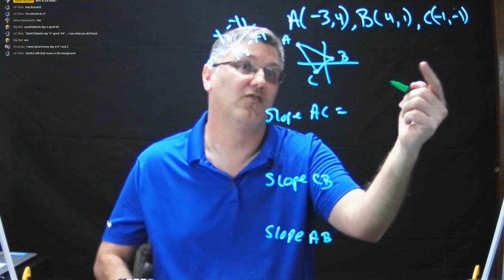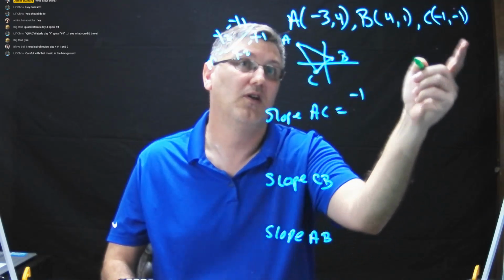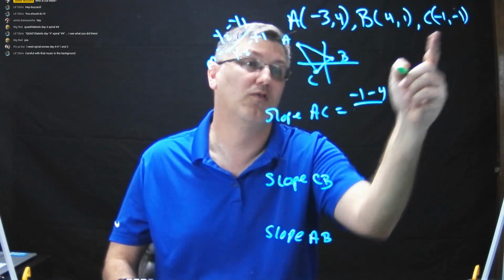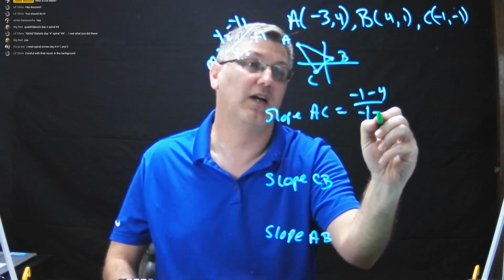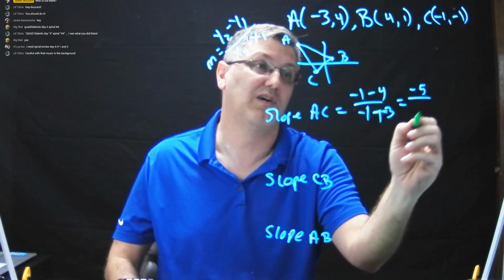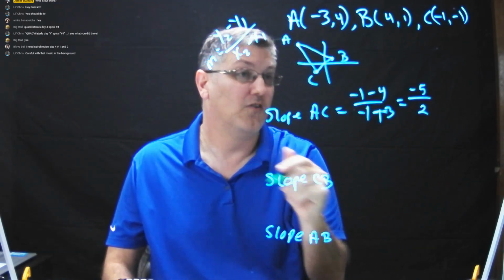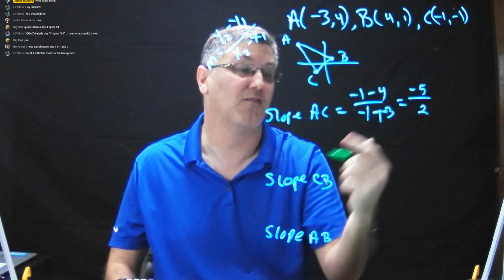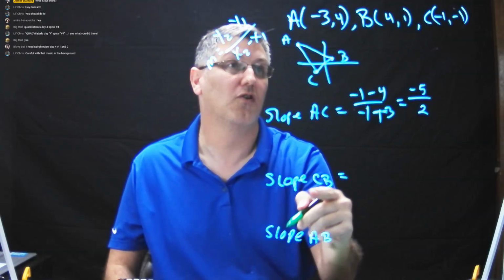Let's do AC. So we're going to do negative 1 minus 4 over negative 1 minus a negative 3. This gives me a negative 5. This becomes a plus over 2. All right. So the slope of AC is negative 5 over 2. That works.